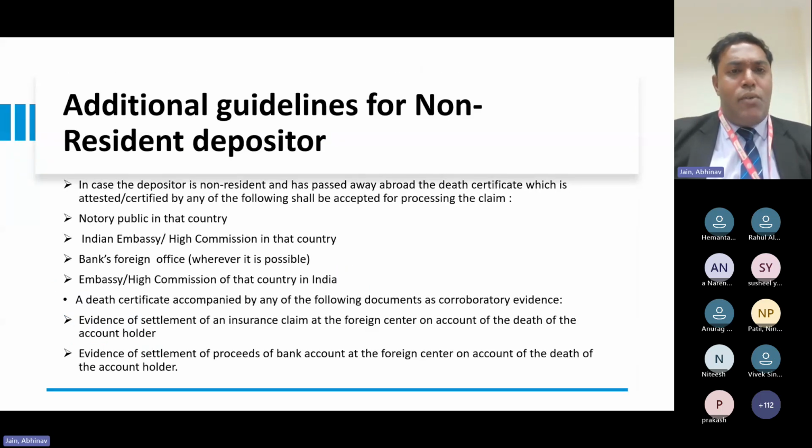Additional guideline: we have to take the notary public of that particular country, Indian embassy certificate, banks, foreign offices there. If in any country, we can cross verify. The death certificate should be accompanied by evidence of settlement of insurance claim in the foreign center, as well as evidence of settlement of proceeds of the bank account at the foreign center. So in the death certificate, it should be mentioned what insurance claims they have claimed in the foreign country and what bank account settlement has been done there. So it should mention both. The death certificate should comprise both the documents.